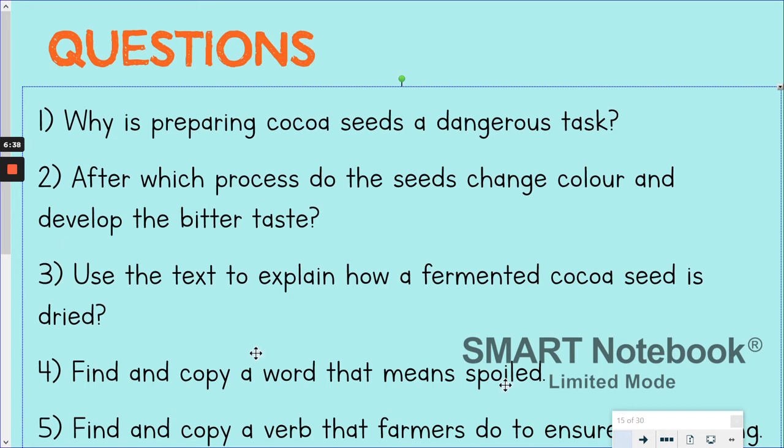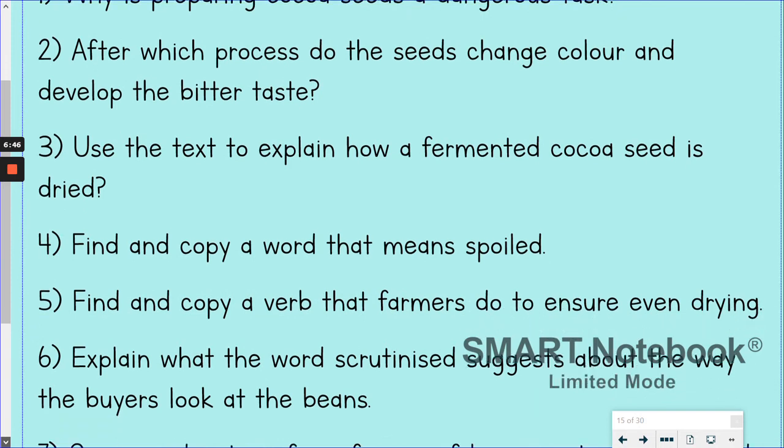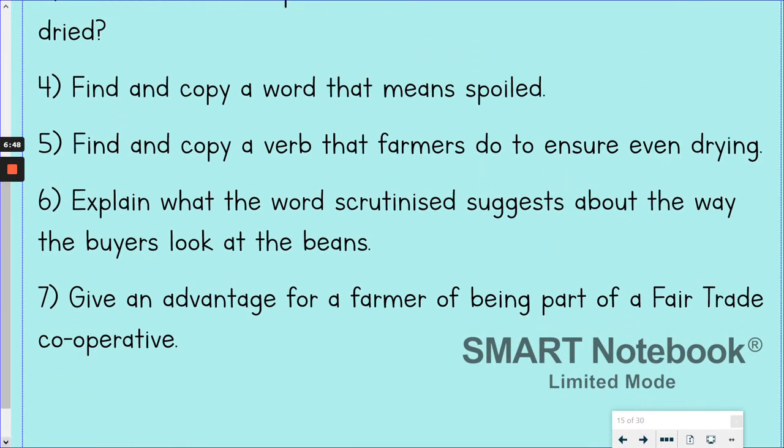Use the text to explain how a fermented cocoa seed is dried. So you want to give an explanation of what is involved in the drying process. You're looking to find and copy a word that could mean spoiled. Then I want you to find and copy a verb that farmers do to ensure even drying. So start that process by thinking, what's a verb? Once you've found some potential verbs in the area of drying, you want to ensure you've got the one that the farmers do to make sure that drying is even.